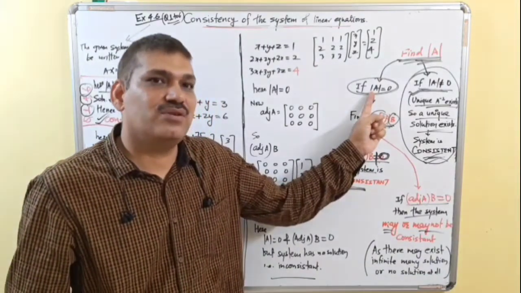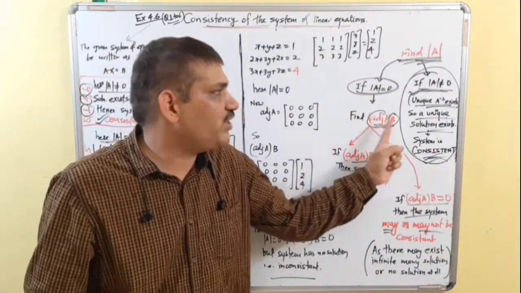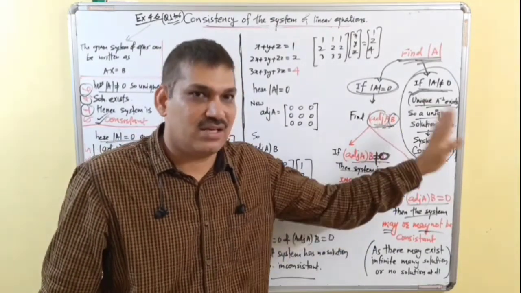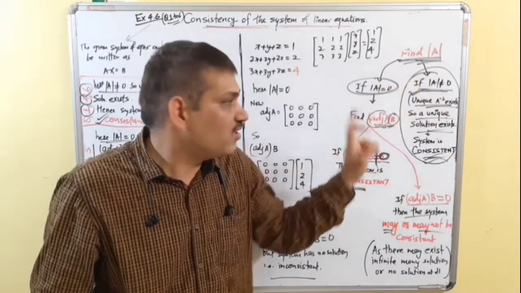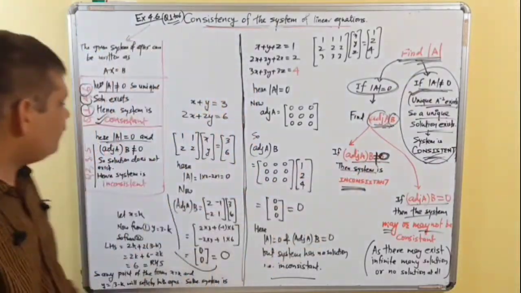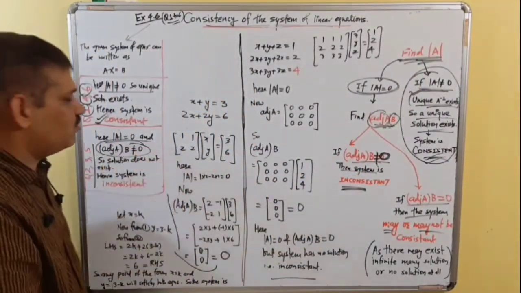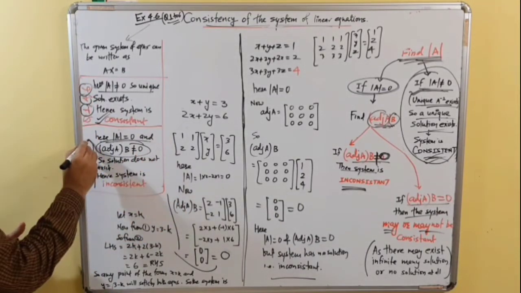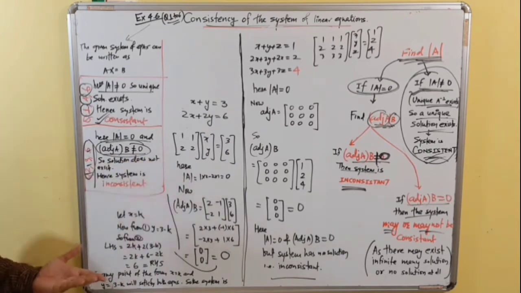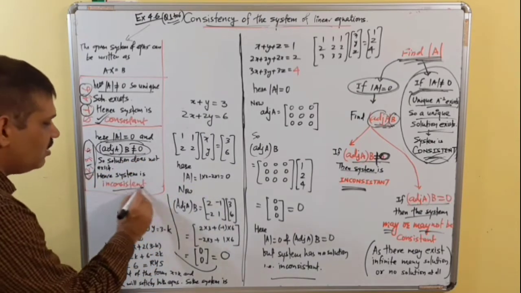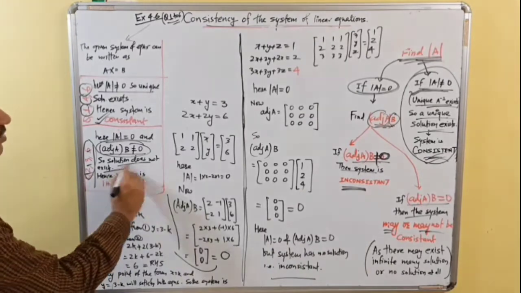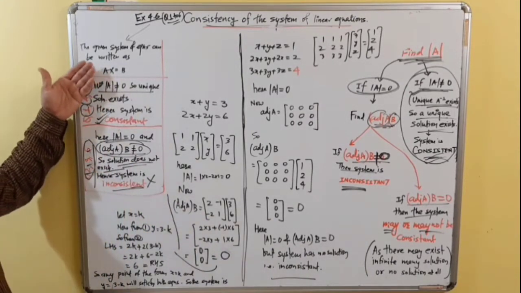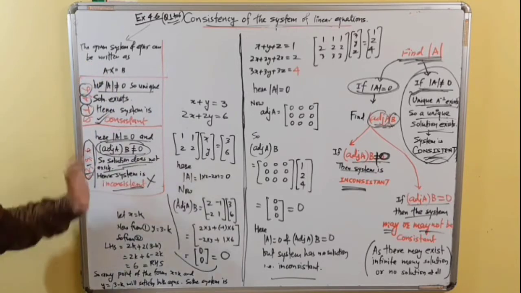When determinant A is 0, then we find adjoint A into B. B is the right hand side constant matrix. If adjoint A into B is not equal to 0, and in all the remaining cases, questions 2, 3 and 5, adjoint A into B is not equal to 0, then these systems have no solution. The solution does not exist. That means the system is inconsistent. So 3 systems are consistent and 3 systems are inconsistent.